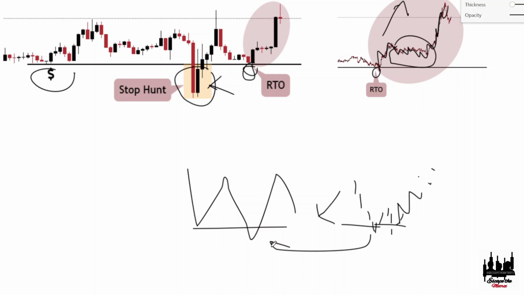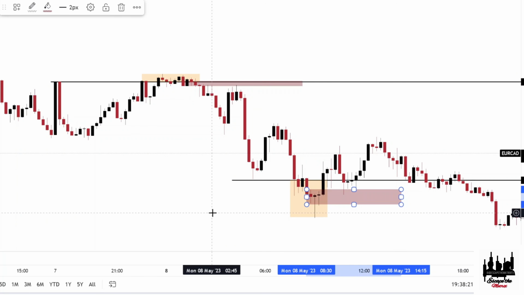So let's look at a few chart examples. Another way of getting your order flow would be waiting for a purge and then waiting for RTO and seeing a reaction from RTO. What is RTO? It's return to origin.